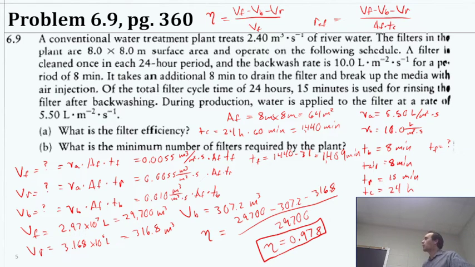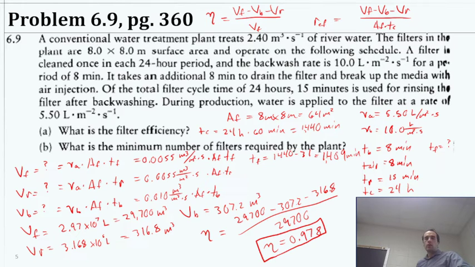So just a quick overview, a reminder of the problem and what we did so far. This is a conventional water treatment plant. It says this plant treats 2.4 cubic meters per second of river water. And then we've got filters, so more than one filter, of course. They're 8x8. They operate on a schedule. Given that schedule, we had to find the total filtration time, just subtracting the time backwashing, the time rinsing, and the time for the air purge from that 24-hour cycle. And then it gives us a backwash rate and a loading rate.